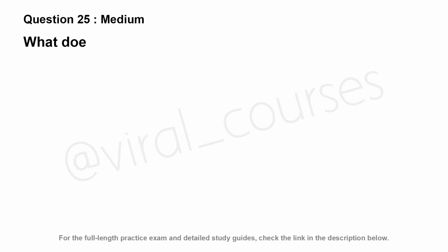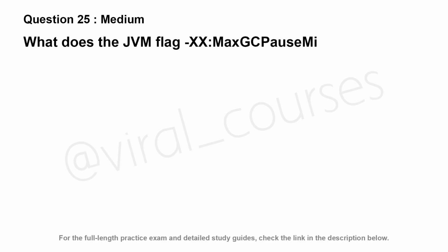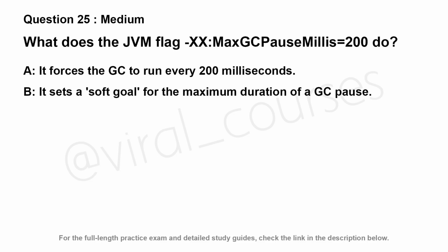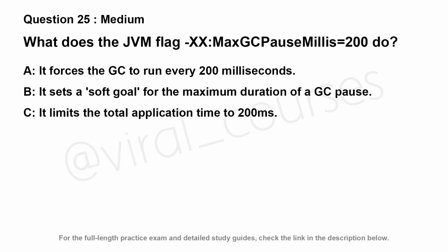What does the JVM flag -XX:MaxGCPauseMillis=200 do? Option A. It forces the GC to run every 200 milliseconds. Option B. It sets a soft goal for the maximum duration of a GC pause. Option C. It limits the total application time to 200 milliseconds. Option D. It defines the timeout for a thread dump.